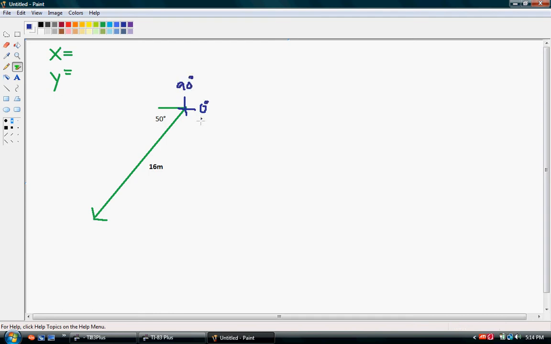We have 90 going straight up, 180 to the left in the negative x direction, and 270 degrees going straight down. Whenever we complete a full circle, we also have 360 degrees. So looking at this vector, we know that we are in the third quadrant. We also know that we're expecting a direction somewhere between 180 degrees and 270 degrees.